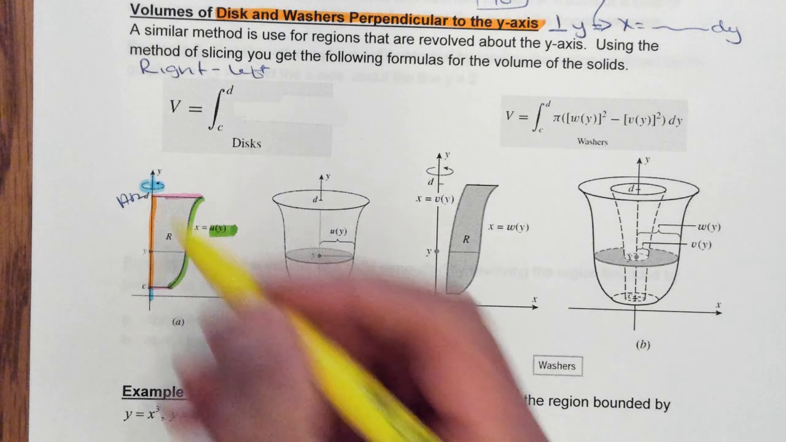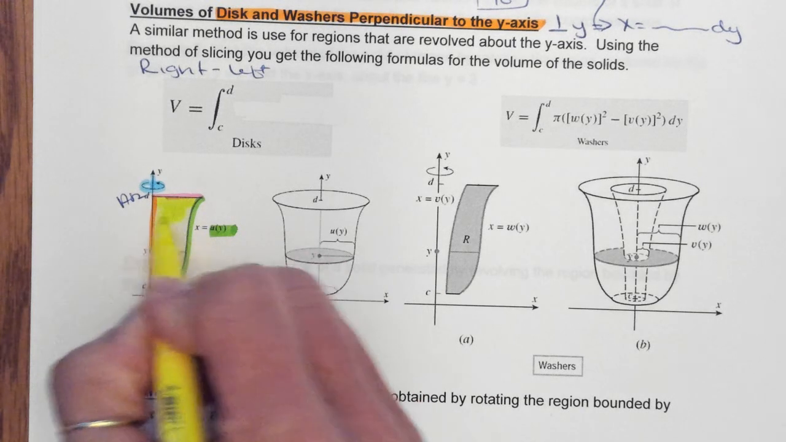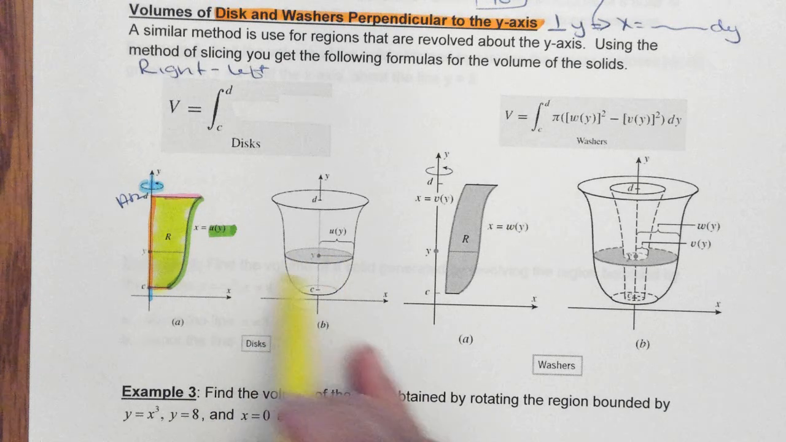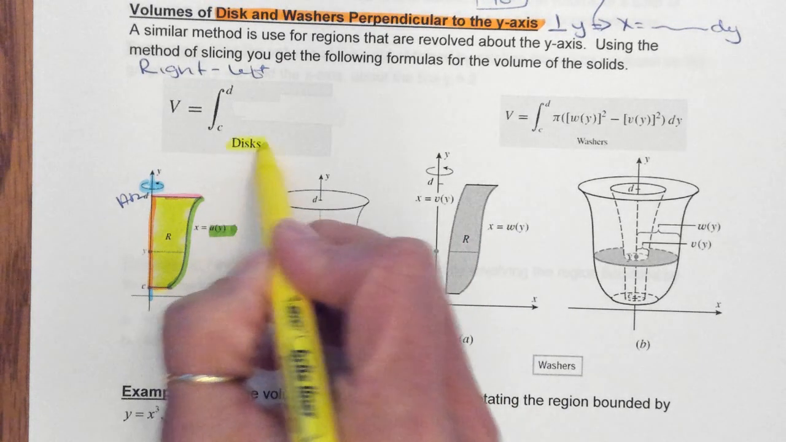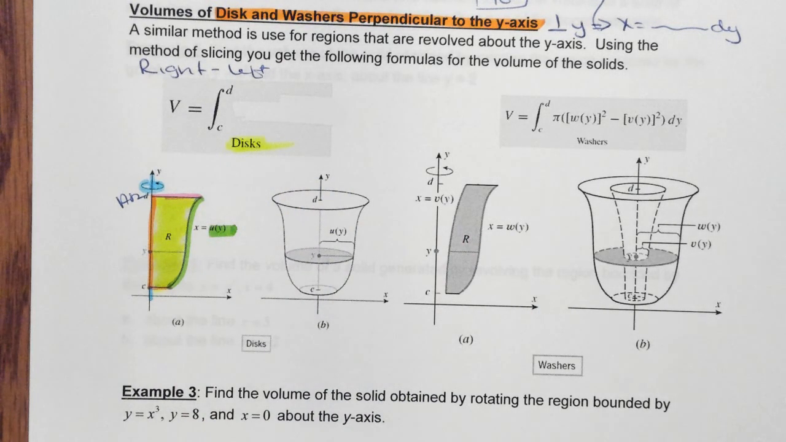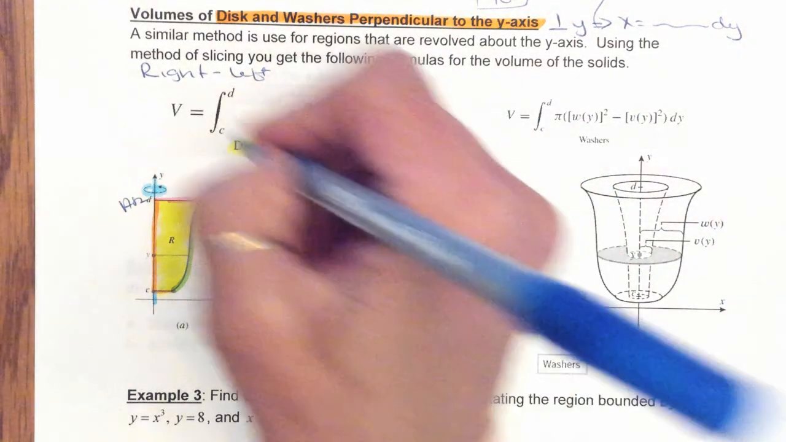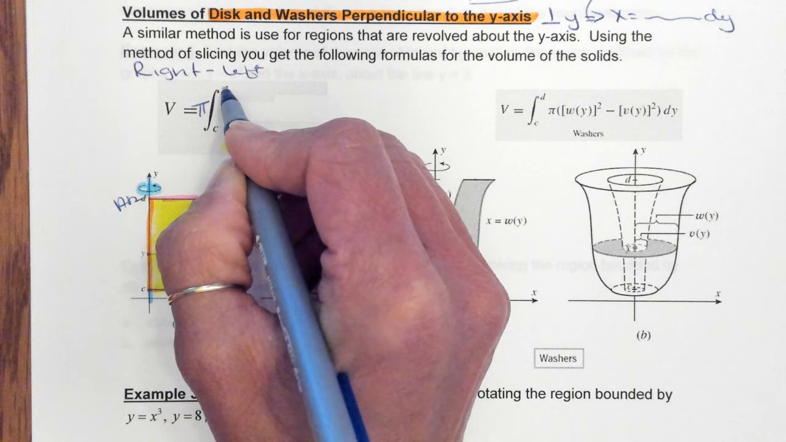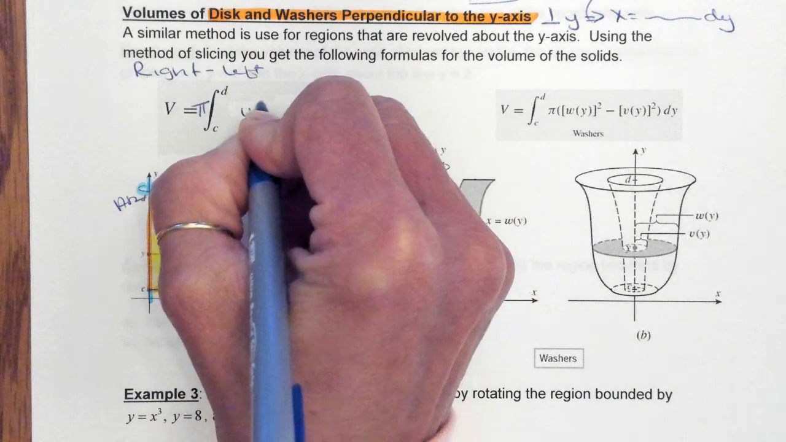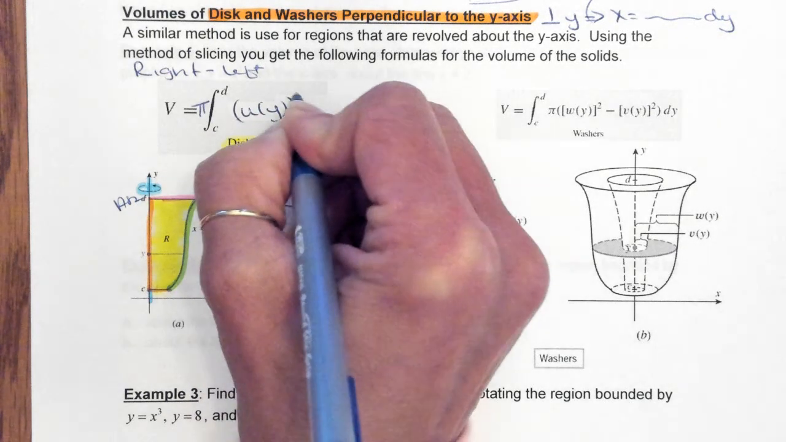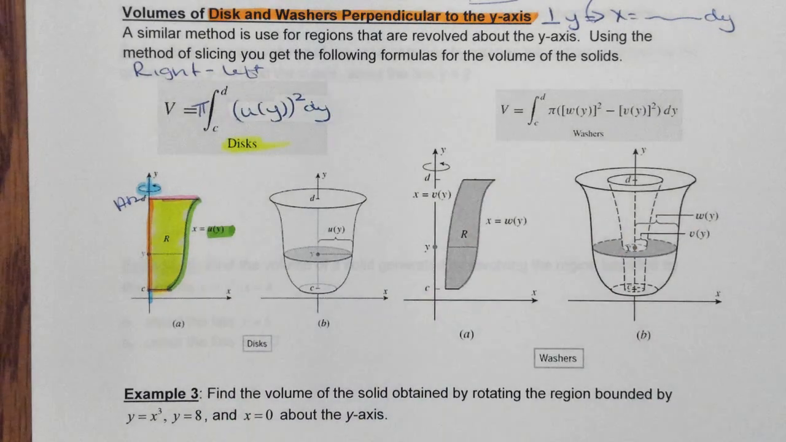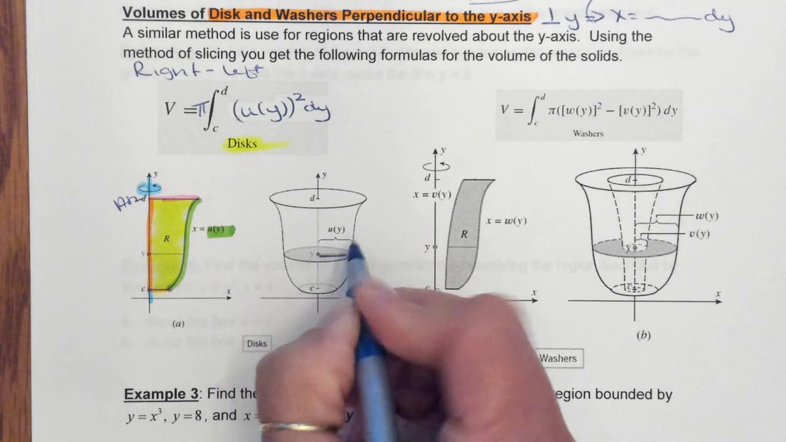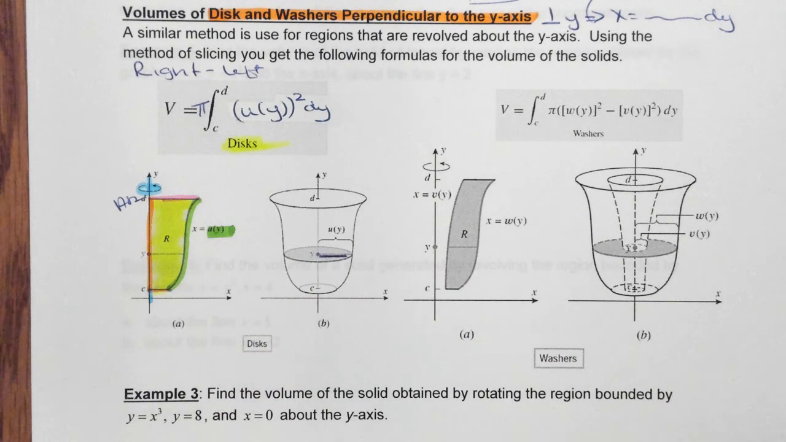Okay, so what happens is this will then be revolved around the y-axis to create this disk right here. And what we have is pi times the integral from c to d of u of y squared dy. Because this here, just like that pi r squared, this u of y minus 0 is going to be your radius.